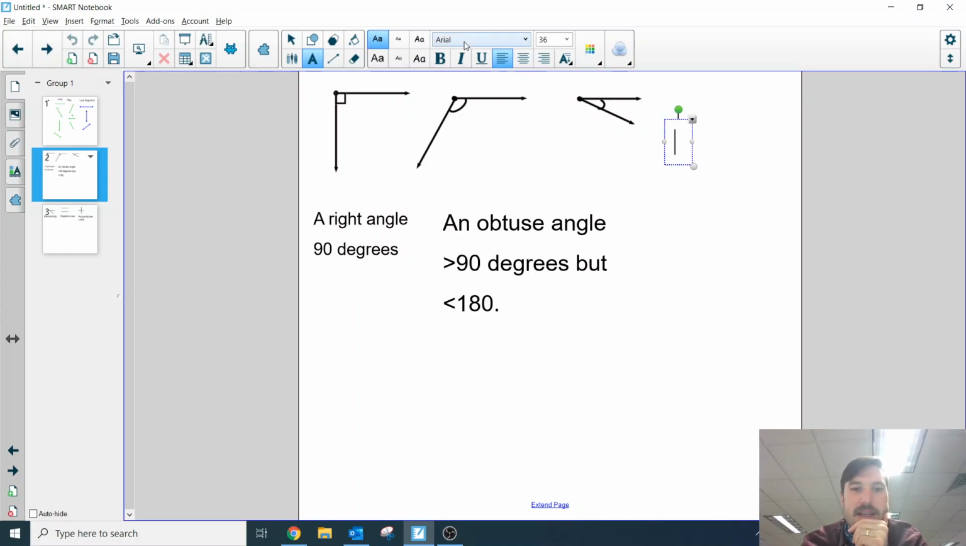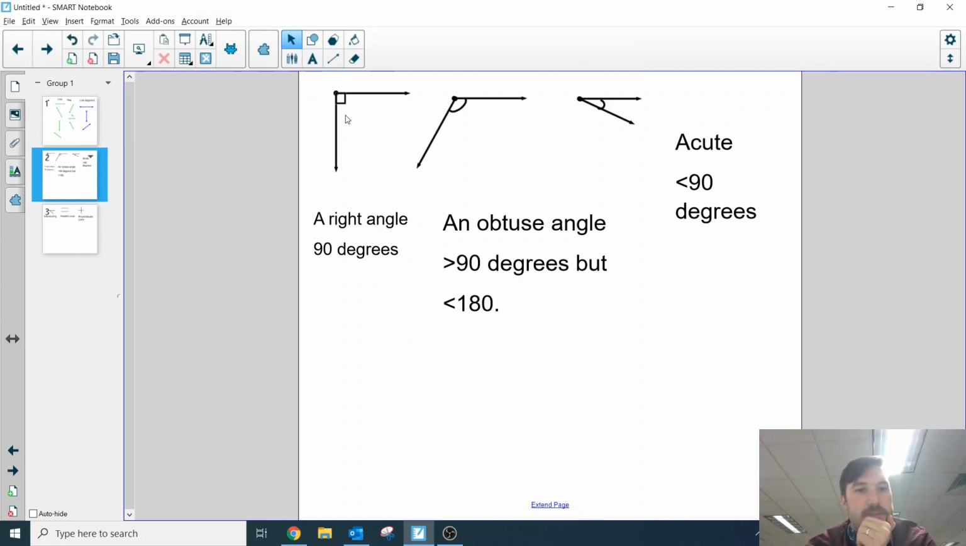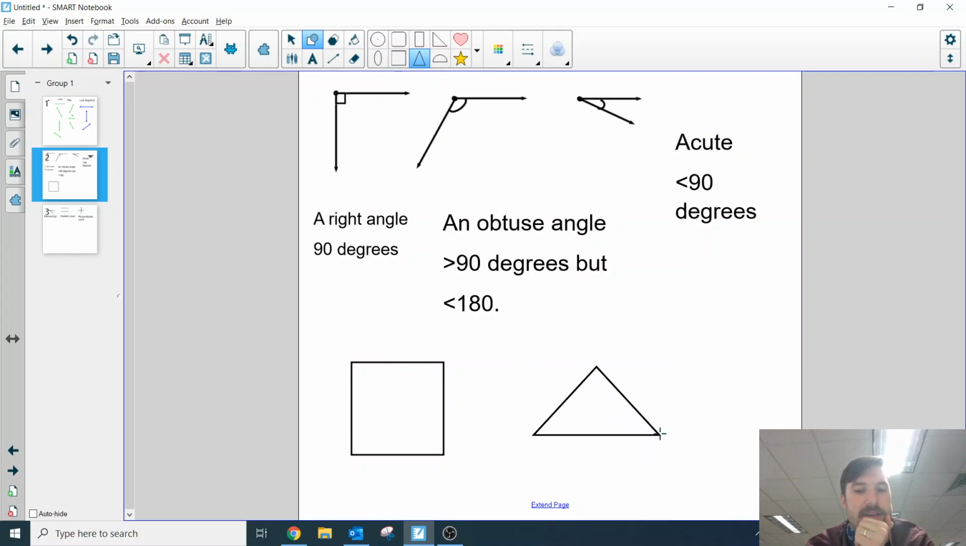And this last one is less than 90 degrees, and we call this acute. And that is less than 90 degrees. So an angle that's smaller than a right angle, an obtuse angle is bigger than a right angle, and a right angle is exactly 90 degrees. So as you're working today, you're going to notice that you're going to be creating some shapes where you might have some angles, some types of lines, and so on.